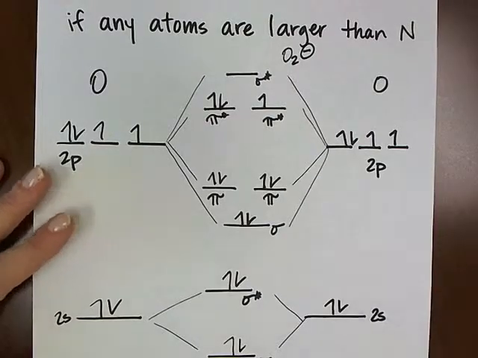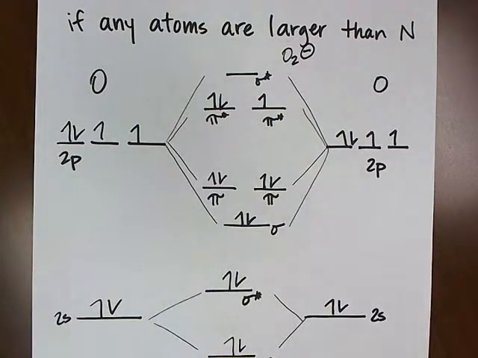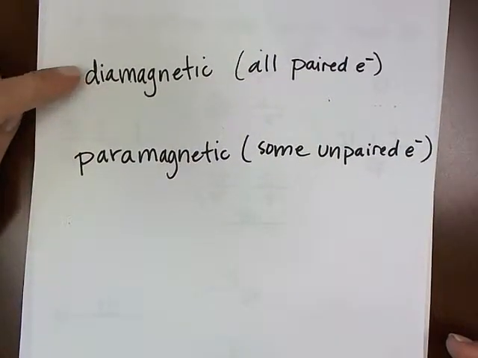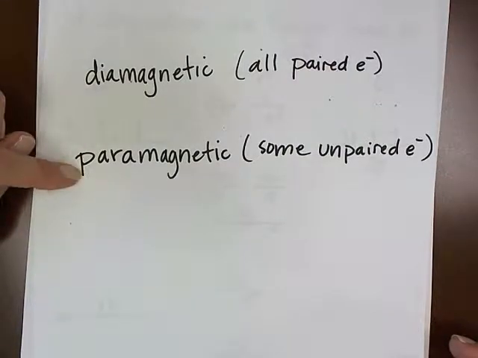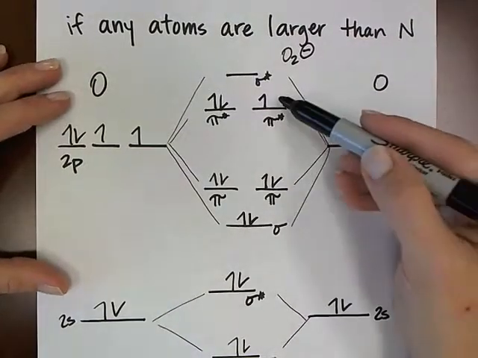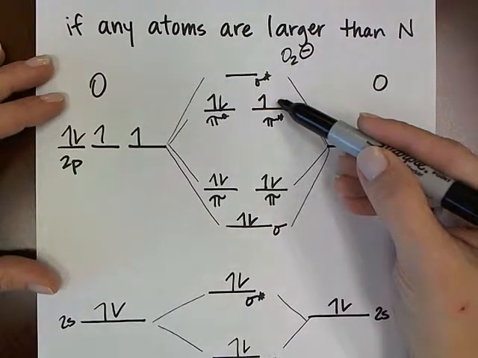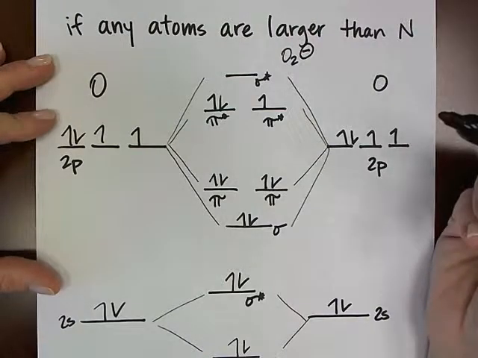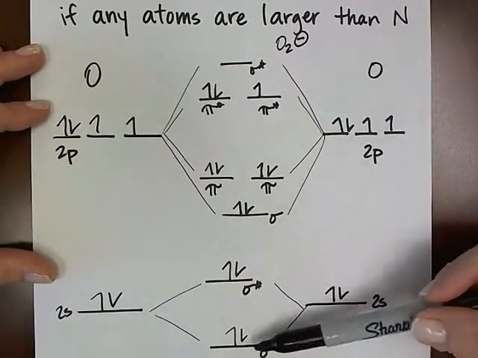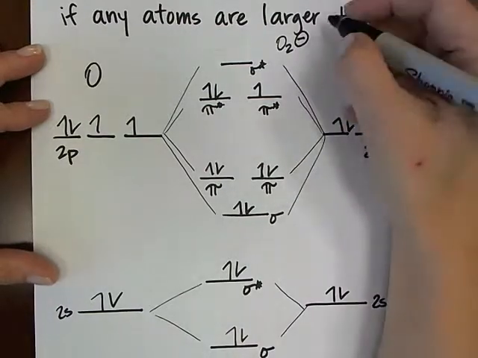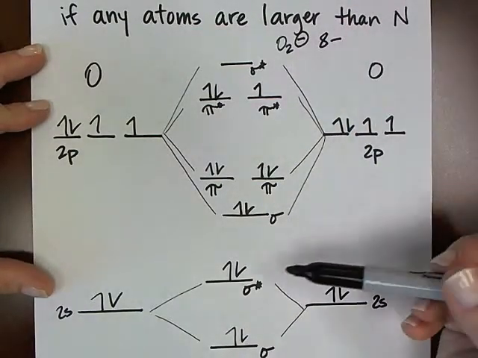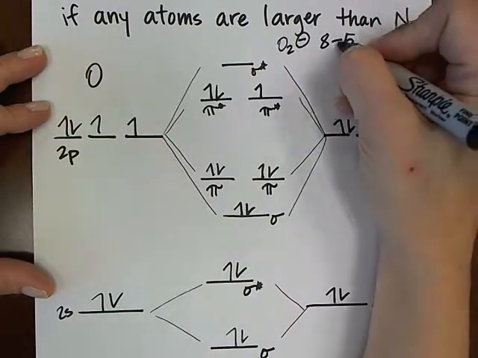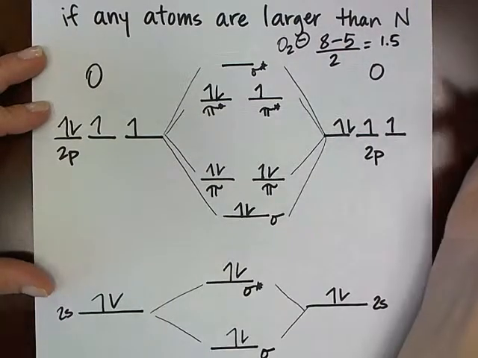The question of is it paramagnetic or diamagnetic, that's a property that we looked at earlier in the semester. If all the electrons are paired, it's diamagnetic. If some of them are unpaired, paramagnetic. So right here, this makes it paramagnetic with 1 lone electron. Another question could be, what's the bond order? Again, we can count bonding electrons, 2, 4, 6, 8. Subtract the anti-bonding electrons, 2, 4, 5. And again, we have a bond order of 1.5.